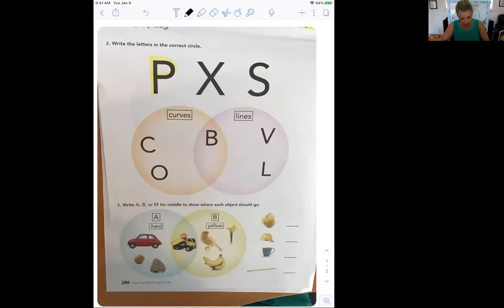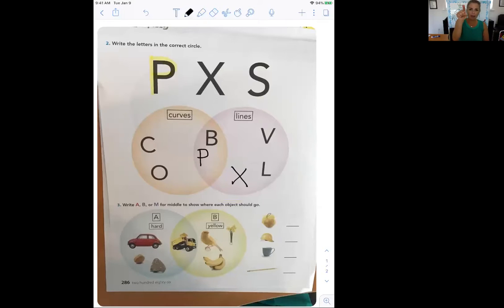Right, it goes in the middle. So we're going to write a P here. Okay, next letter. We have an X. Does an X have a curve? No, it doesn't. Is an X made with two lines? Yes. Does it have any curve to it? No. So it's going to just go in the line side.